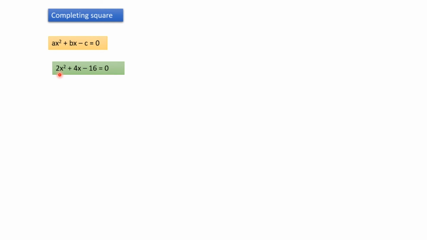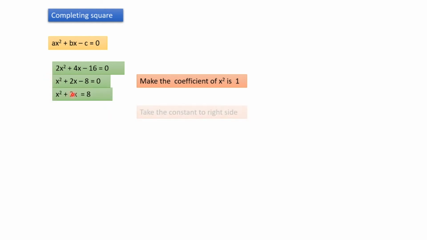When we are working with the completing square method, the first step is to divide the whole equation by 2. Then x squared plus 2x minus 8 equals 0. This makes the coefficient of x squared 1. The first step is to make the coefficient of x squared 1. The second step is to bring the constant to the other side. Take the constant to the right side. Now you can see the arrangement.